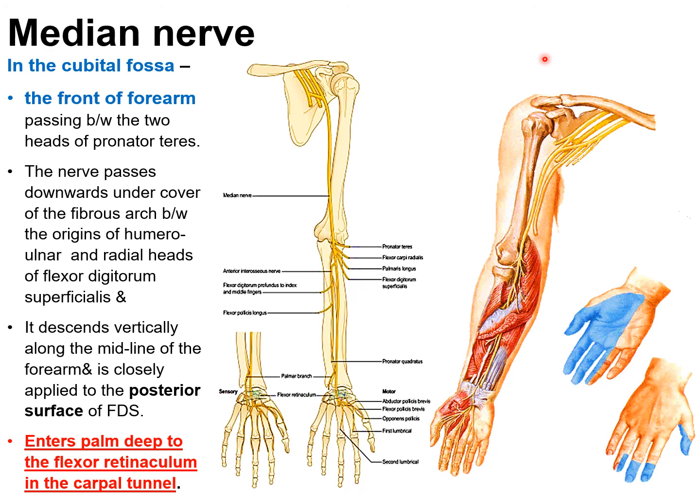Talking about the nerve of the front of forearm, the main nerve of front of forearm is the median nerve. In the cubital fossa, it lies medial to the brachial artery and it enters the front of forearm by passing between the two heads of pronator teres, and it also crosses the ulnar artery from which it is separated by deep head of pronator teres.